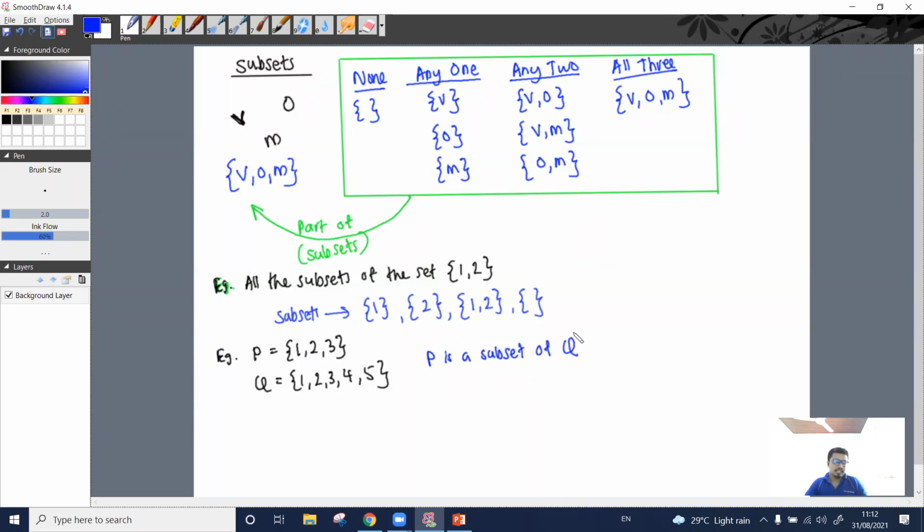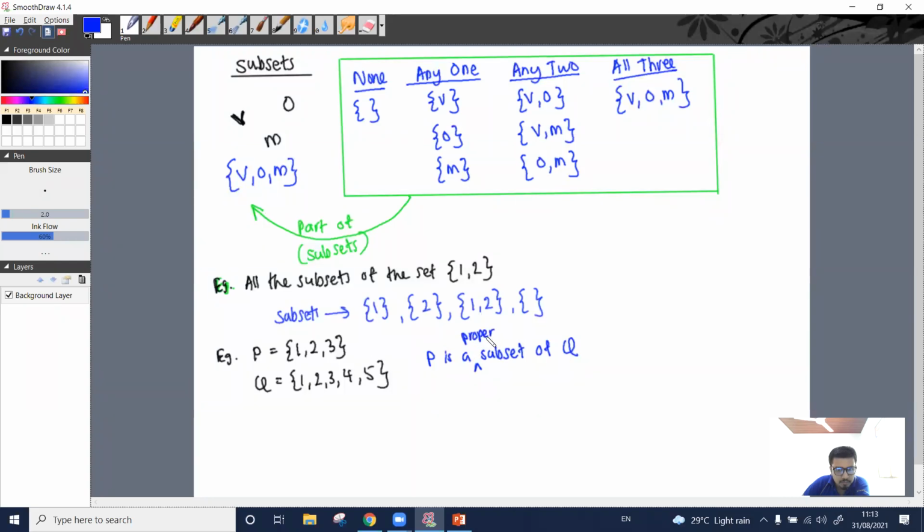How can we write this using symbols? P is a subset of Q. This kind of subset we call a proper subset, right? Proper subsets. Why proper subsets?